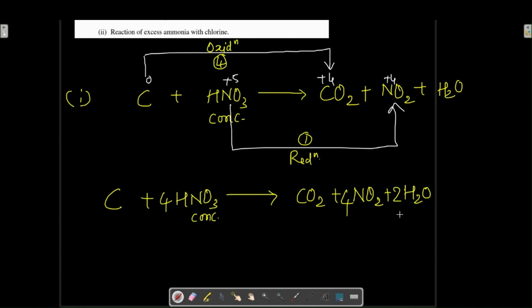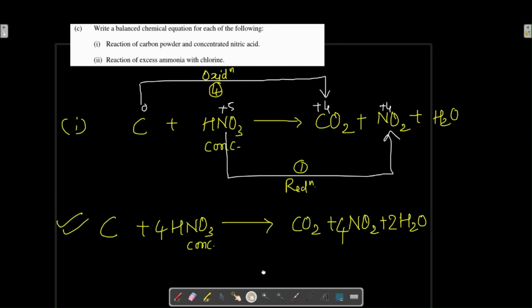Hydrogen here 4, then here 2. So oxygen, if you check, 4 into 3, 12. Here 2 plus 4 into 2, 8 plus 2, 12. So this is balanced. So if you think it is easy to balance it with hit and trial, you do that. If you're not getting it with that, you can do this method.